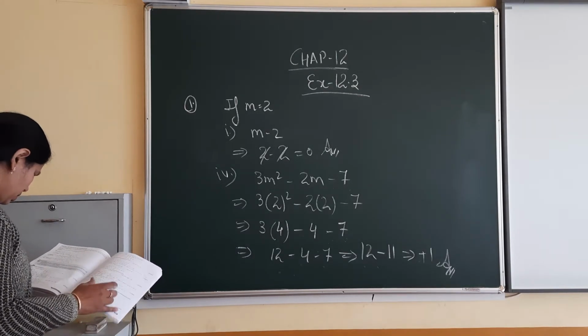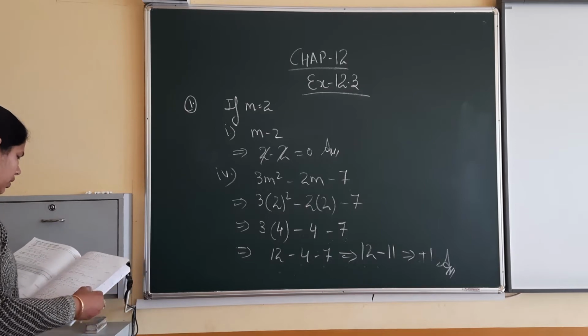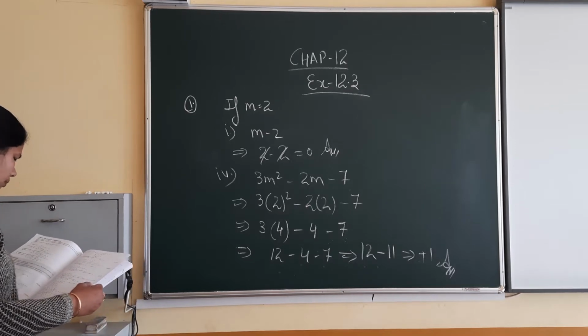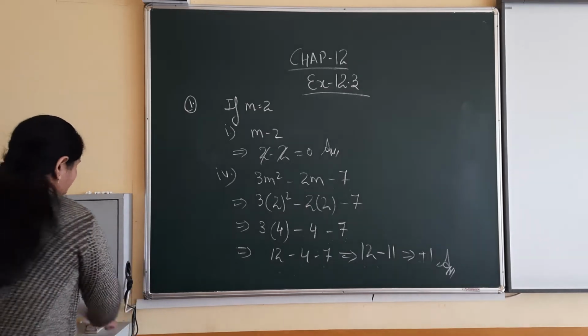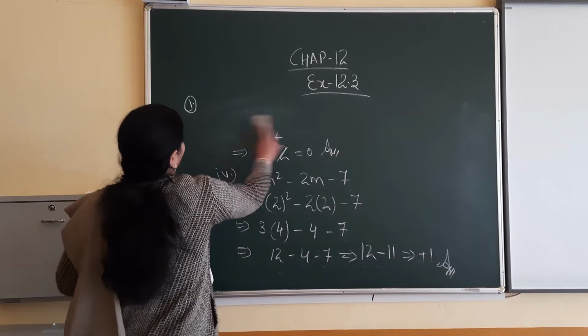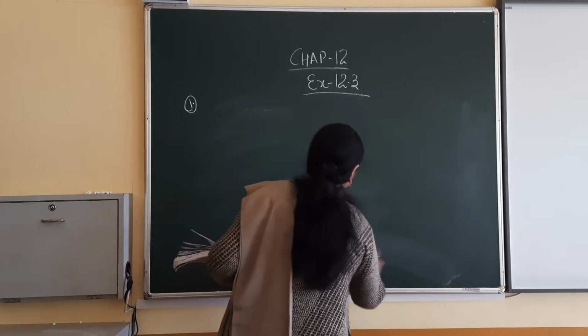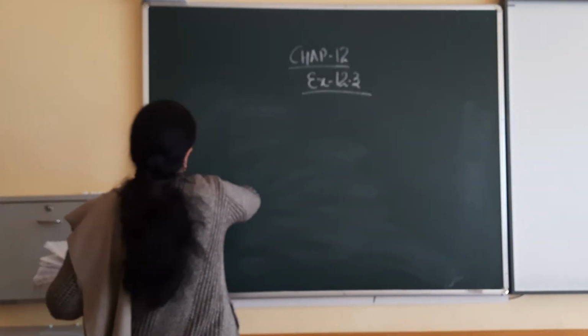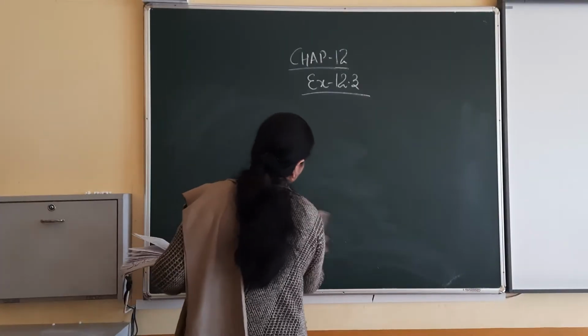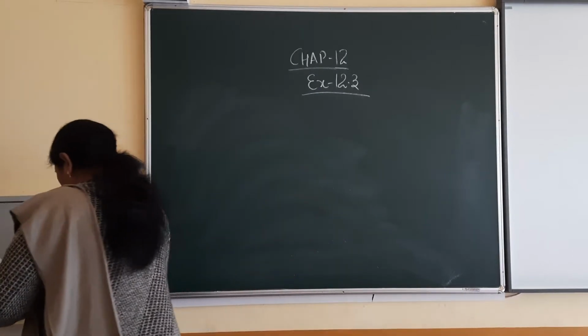Now question number 2 is again the same. So I am taking here question number 3. Even question number 3 is also the same. I am taking question number 4 now. Put the given value of the variable in the given expression, and then only simplification is there.